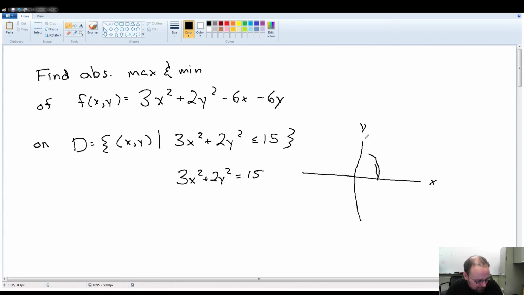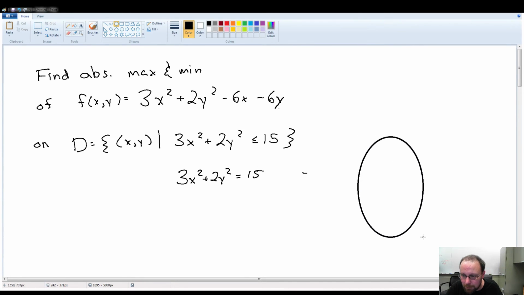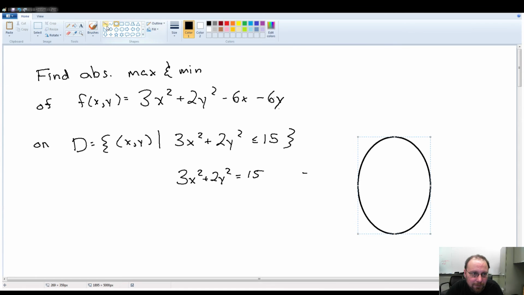Oh wait a minute, this is paint. It has shapes. I don't ever use paint. Alright, this has shapes after all. Whoa. Oh my gosh, okay. That's the x-axis, by the way, and that's the y-axis.